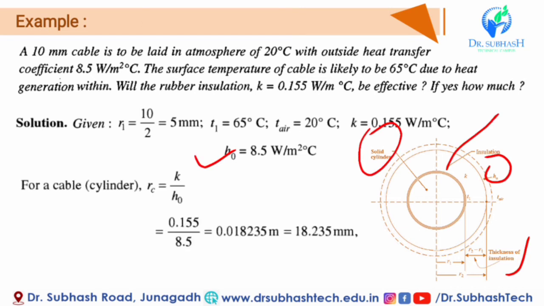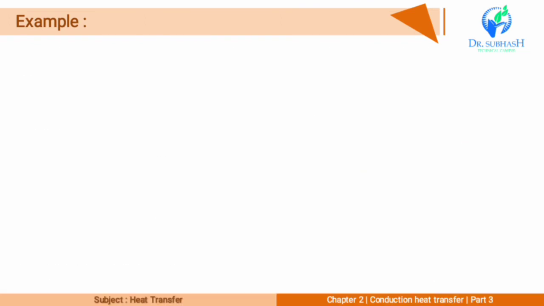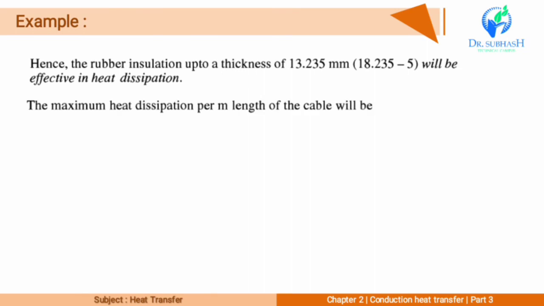For a cable, considering it like a cylinder, the critical radius Rc is equal to K by Ho. Using this equation and putting the values of K and Ho, we get the critical radius as 18.235 mm. Here Rc is greater than the radius of the cable. Hence, the rubber insulation up to a thickness of 13.235 mm, that is 18.235 minus 5, will be effective in heat dissipation.